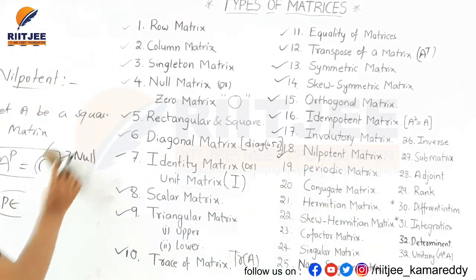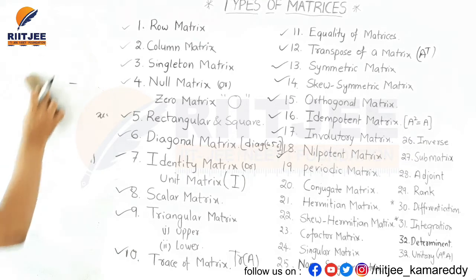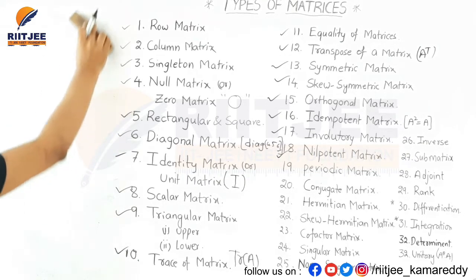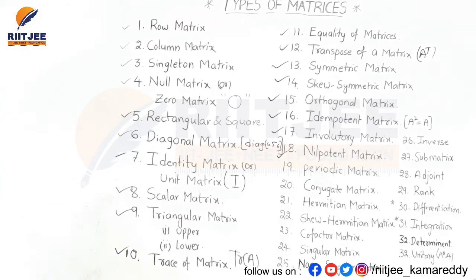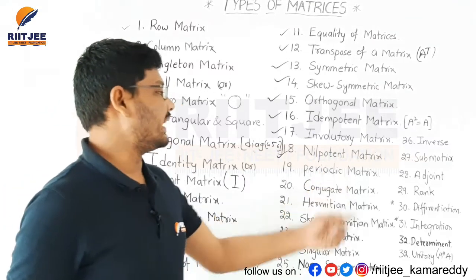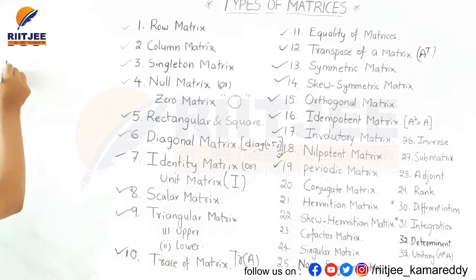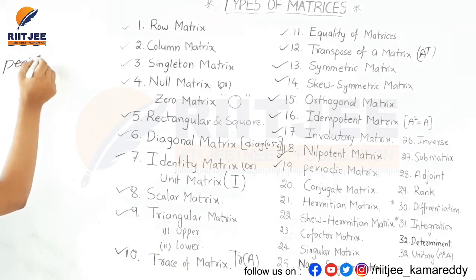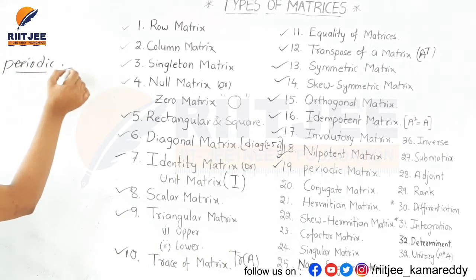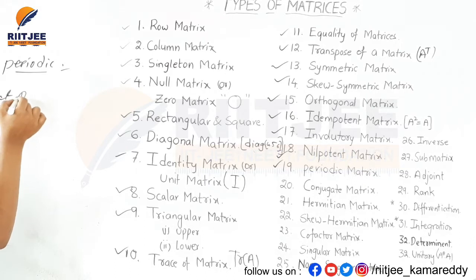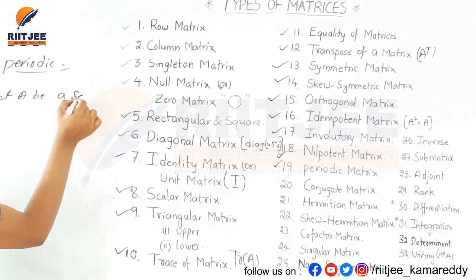And the next type of matrix is periodic matrix. Periodic matrix is nothing but, let A be a square matrix.